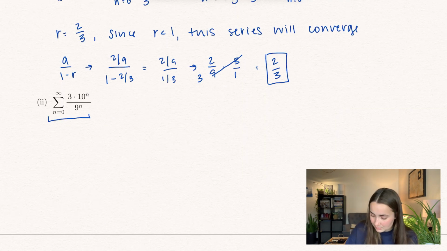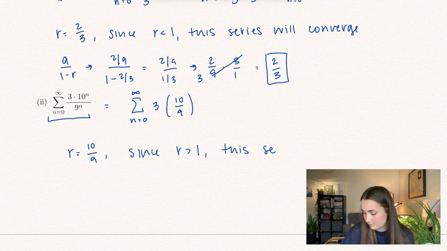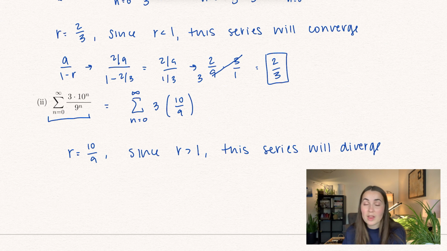We're going to follow a similar process for this next series. It already starts at 0, which is very nice. But here we have 10 to the n, and we can write that as (10/9) to the n. So here we can see our common ratio is going to be 10 divided by 9. And since the common ratio is greater than 1, that's going to tell us that the series will diverge.